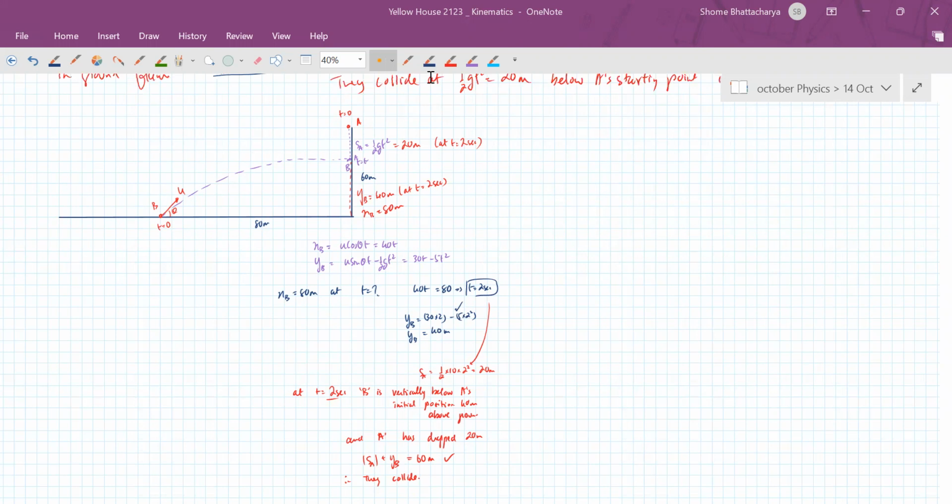So, sir, when the question involves two or more projectiles like this, this is the fastest method to solve it. Yeah, exactly.